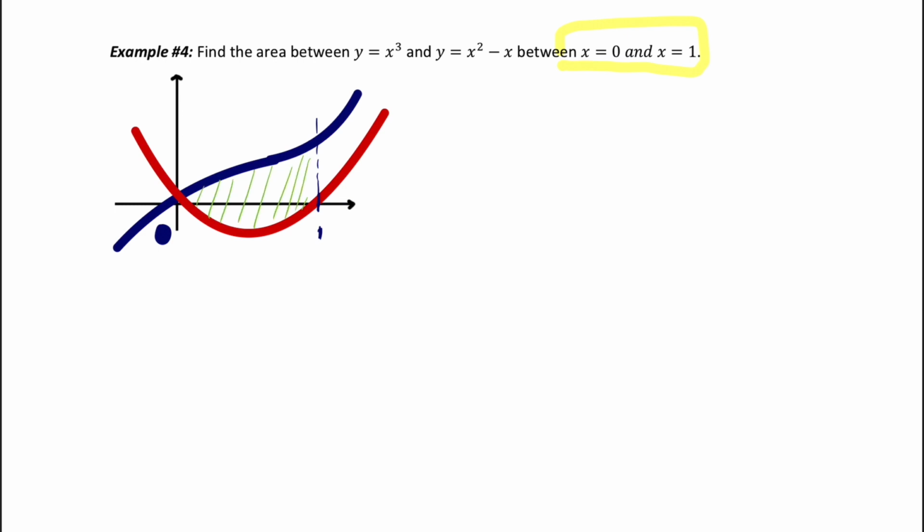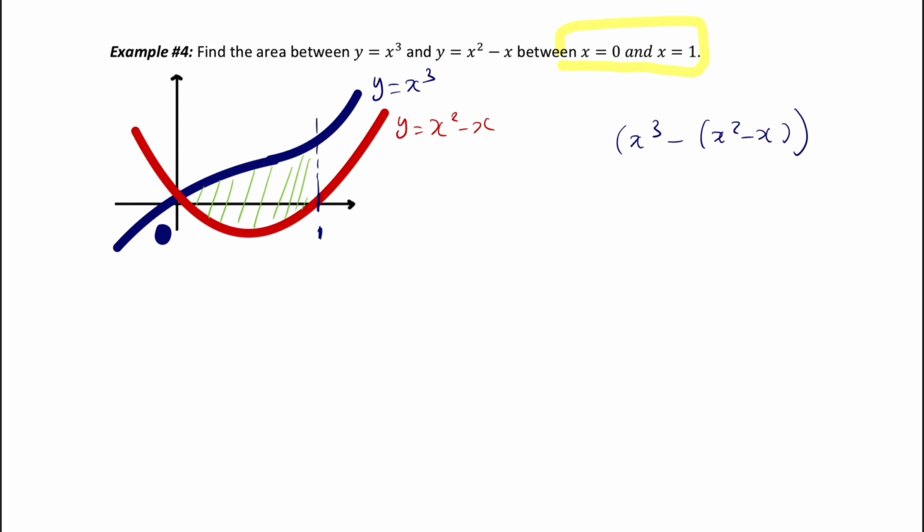So again, since we know that the top graph is y equals x cubed and the bottom graph is y equals x squared minus x, we can subtract y equals x squared minus x from y equals x cubed, okay? So we are still doing x cubed minus (x squared minus x) to find the area between the graphs.